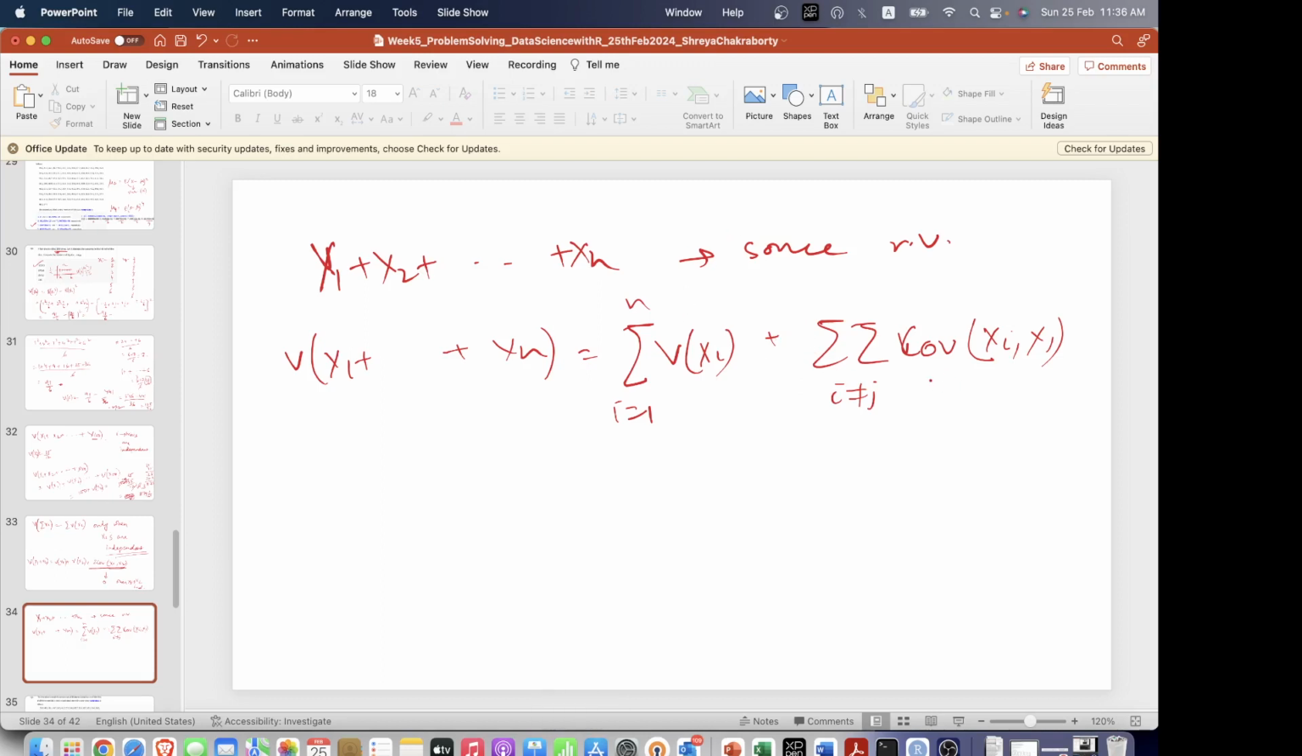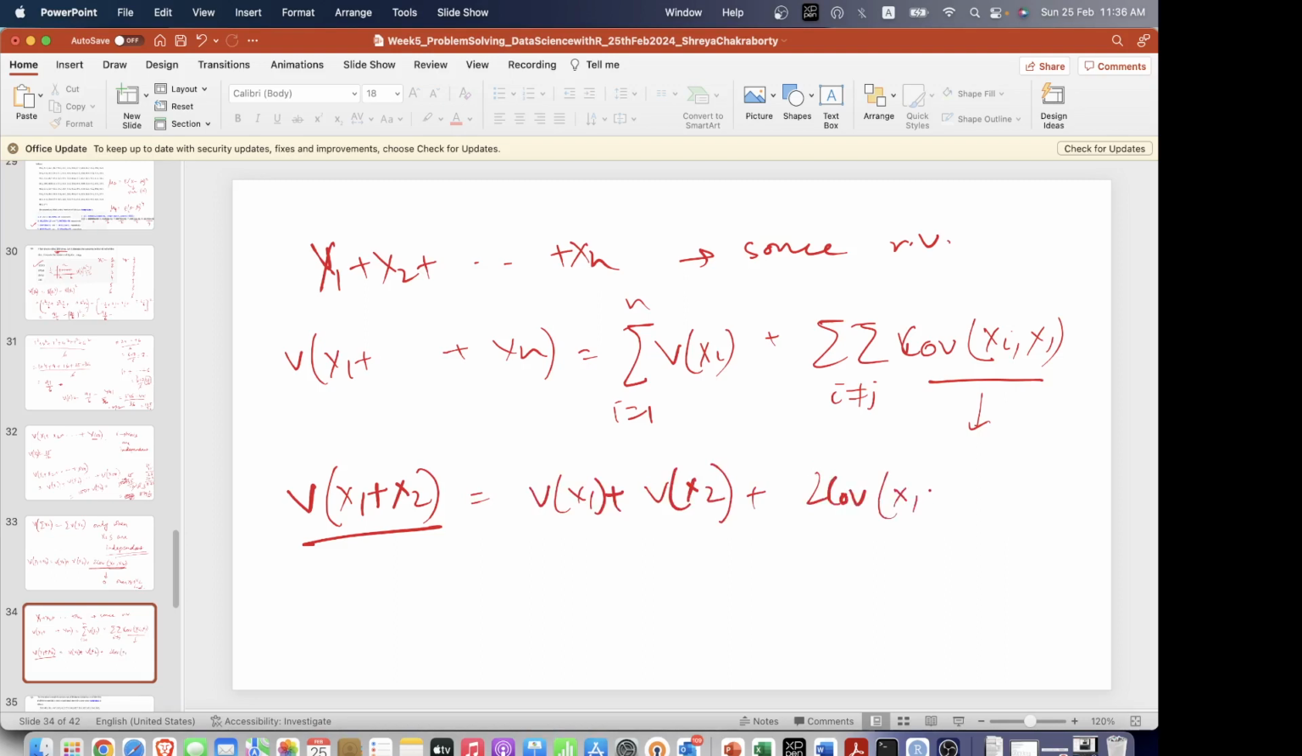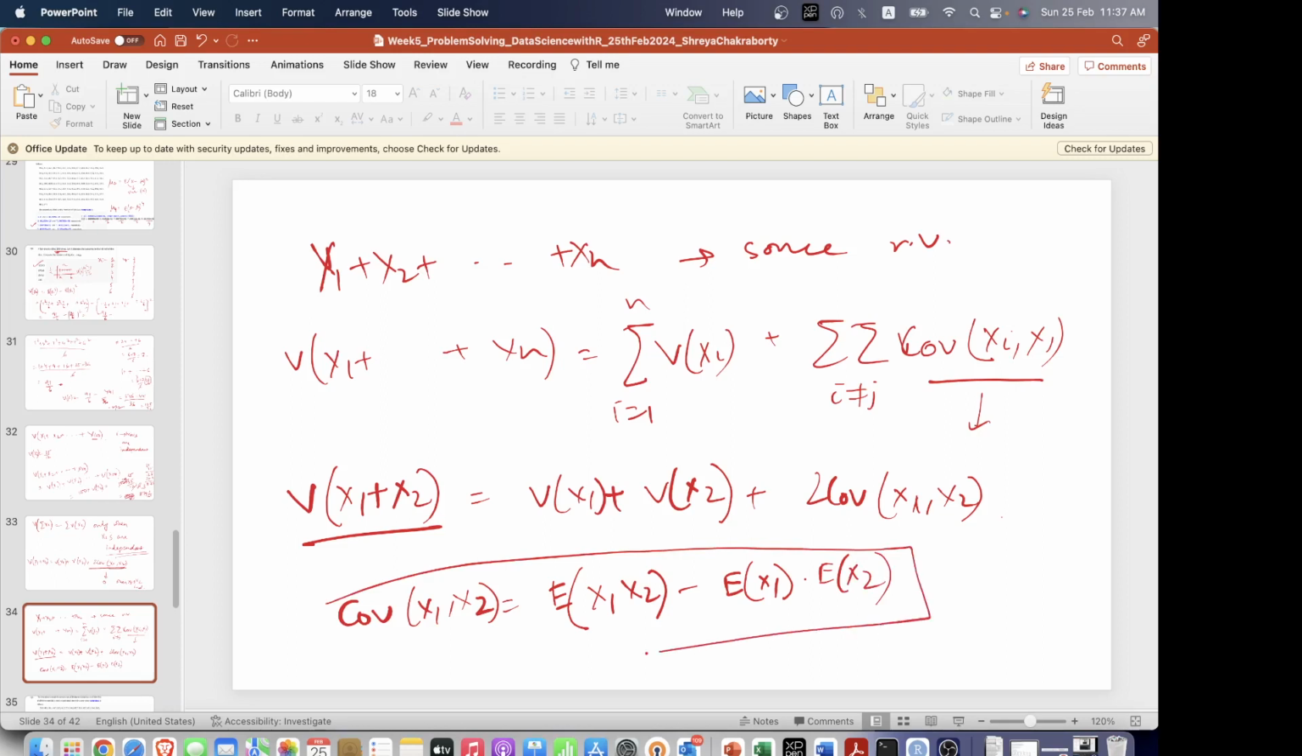Alright, so there is one covariance term implied. What do we mean by covariance? Let's say I'll take two for an example. So variance of x1 plus x2 is variance of x1 plus variance of x2 plus 2 times covariance of x1 and x2. Covariance of x1 and x2 is written as expectation of x1 x2 minus expectation of x1 into expectation of x2. Okay, this is the formula.